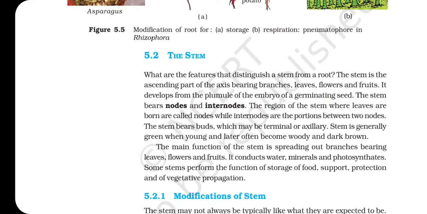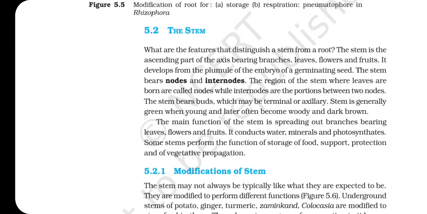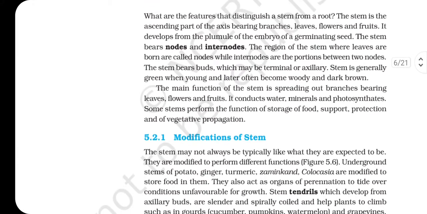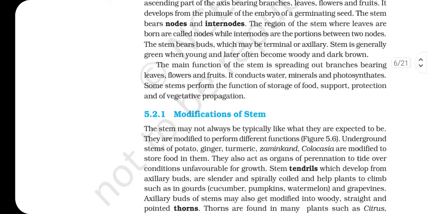The stem bears buds which may be terminal or axillary. The stem is generally green when young and later often becomes woody and dark brown. The main function of the stem is spreading out branches bearing leaves, flower and fruit, and conducting water, minerals and photosynthates. Some stems perform the function of storage of food, support, protection and of vegetative propagation.